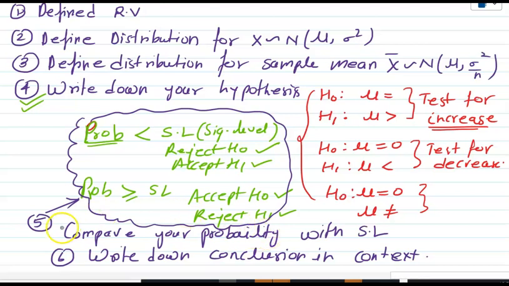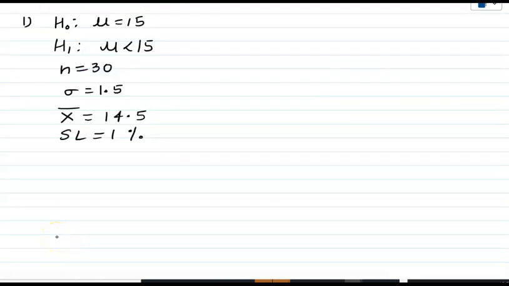So let's see questions straight away. Here's a question. Null hypothesis mu is 15, alternative hypothesis mu less than 15, n is 30, standard deviation sigma is 1.5, x bar, that is sample mean, is 14.5 and significance level is 1%. First step: let x be the random variable.